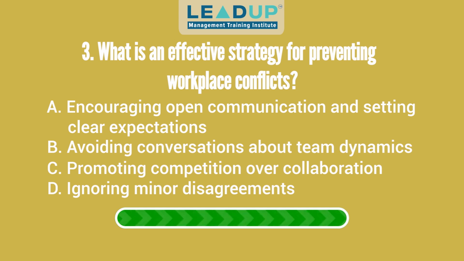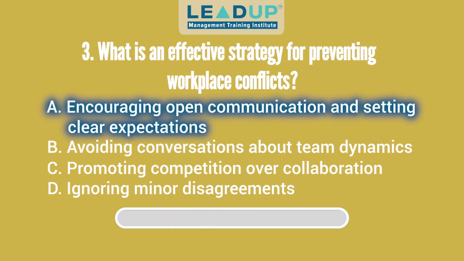Question 3. What is an effective strategy for preventing workplace conflicts? A. Encouraging open communication and setting clear expectations. B. Avoiding conversations about team dynamics. C. Promoting competition over collaboration. And D. Ignoring minor disagreements. Answer. Encouraging open communication and setting clear expectations.